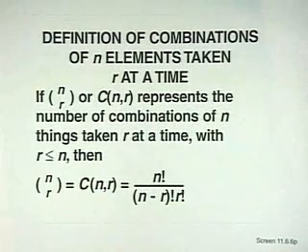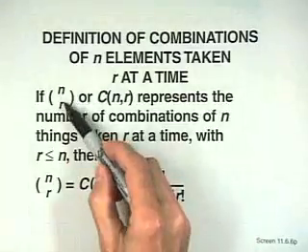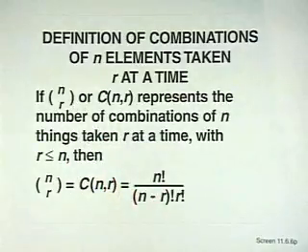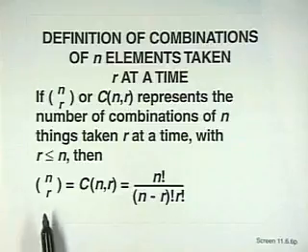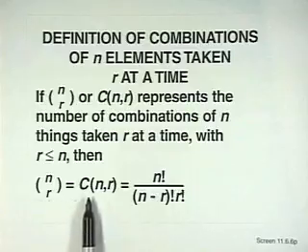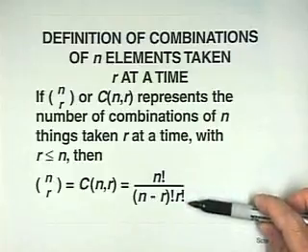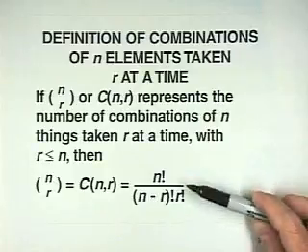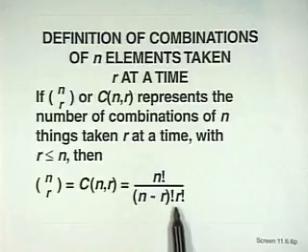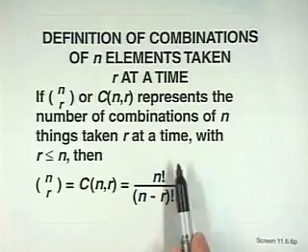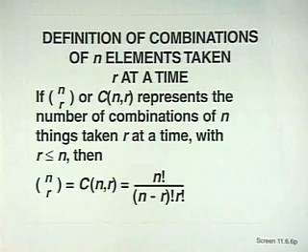Let me give you the formula for combinations. Definition of combinations. If n choose R is how you read this, or C of n R, represents the number of combinations of n things taken R at a time, with R less than or equal to n, then n choose R, which is equal to C of n R, is found by taking n factorial over n minus R factorial times R factorial. This extra R factorial in the denominator distinguishes this from the permutation formula.